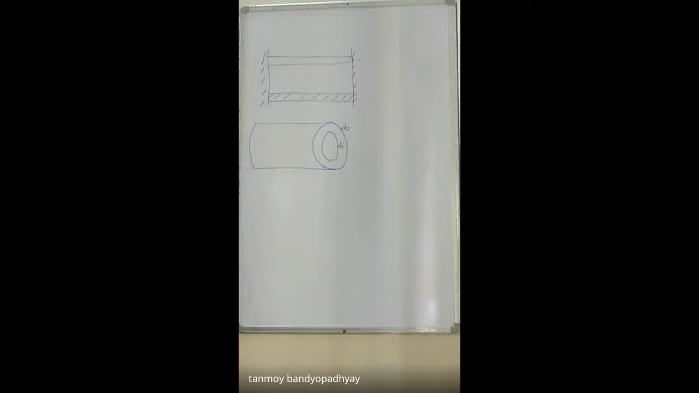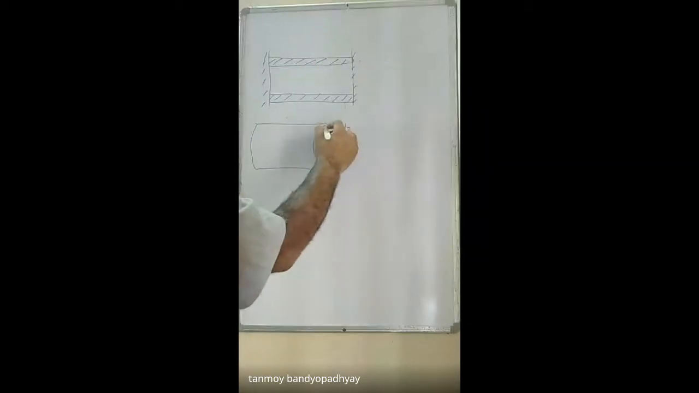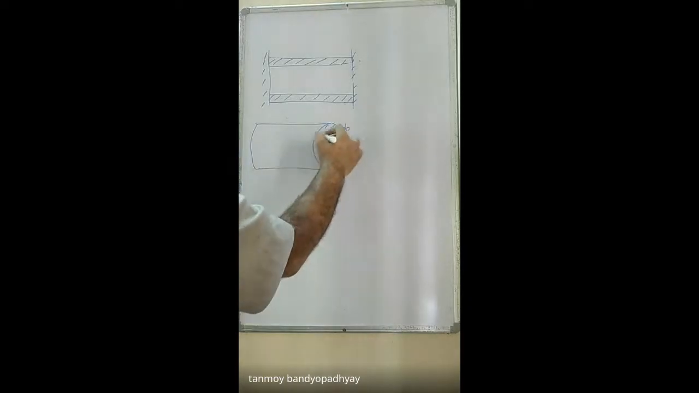Okay, so I was here. In this case, I am hatching this portion. This is made of one material. This is the tube portion. You can understand that it's a hollow portion. Okay? This is only the outer part, and this is another portion.